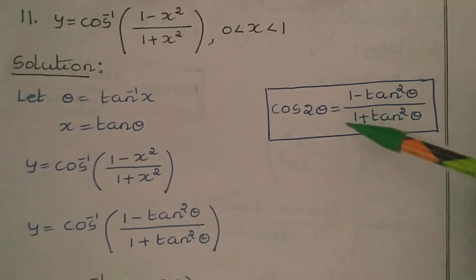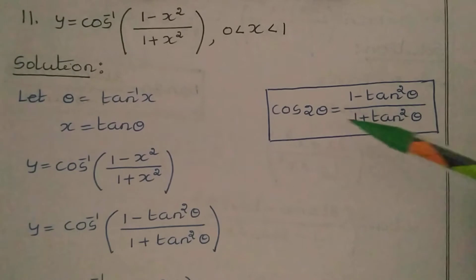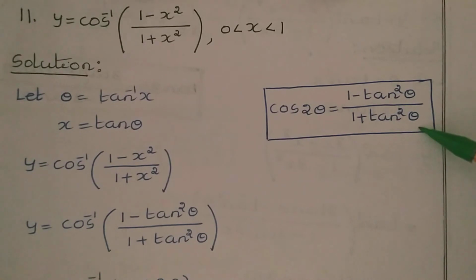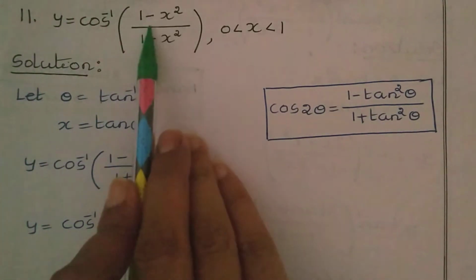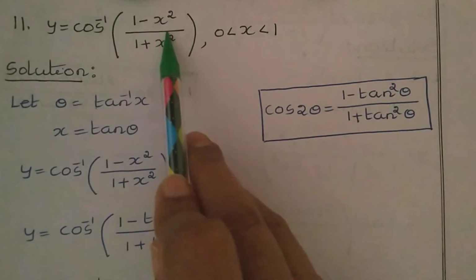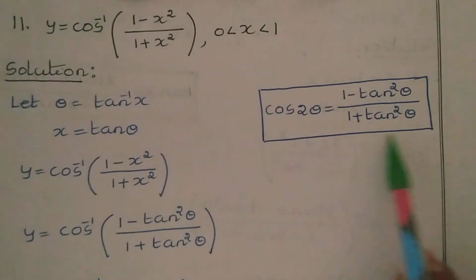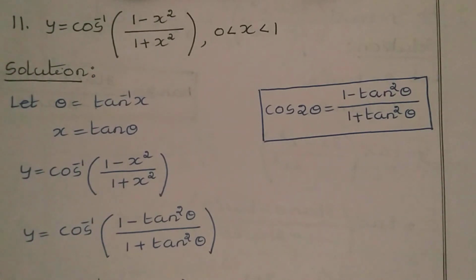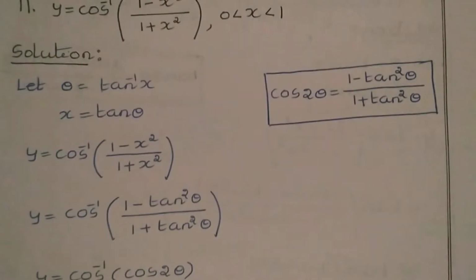Instead of that, you have to use the trigonometric identity. See, here I have taken one trigonometric identity. Cos 2 theta is equal to (1 minus tan square theta) divided by (1 plus tan square theta). If you compare this with this, you can see both are similar. Here we have 1 minus x square, here 1 minus tan square theta. Here 1 plus x square, here 1 plus tan square theta. So x we can take as tan theta if you use this trigonometric identity. So now let us take theta as tan inverse x. Then we can write x is equal to tan theta.